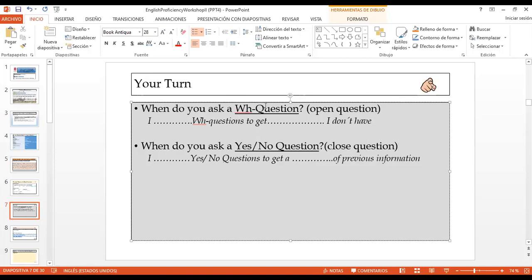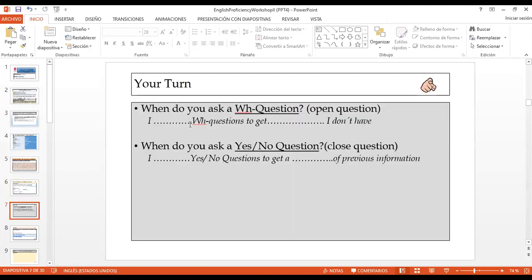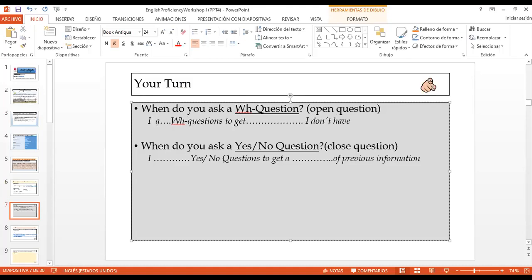So when do you ask WH questions? What goes in the second place? The verb? Yes, the verb. Excellent. Check the question. I ask WH questions to get an answer I don't have, yes. To get an answer, to get what else? To get an answer I don't have, excellent. Information. To get information, excellent. To get information I don't have.